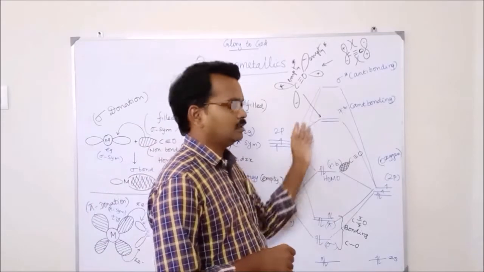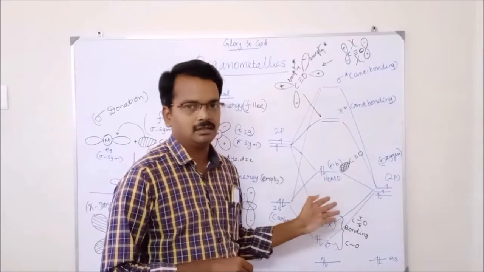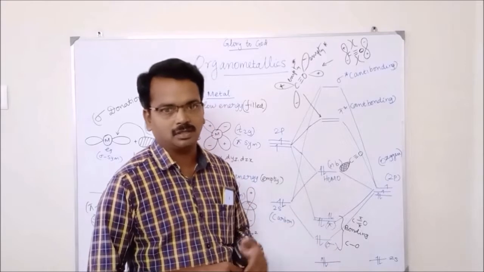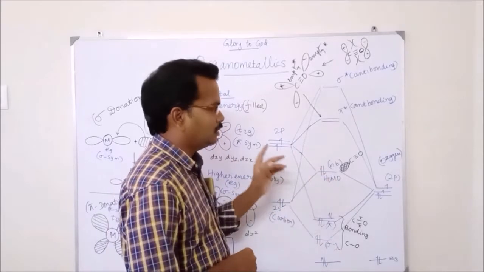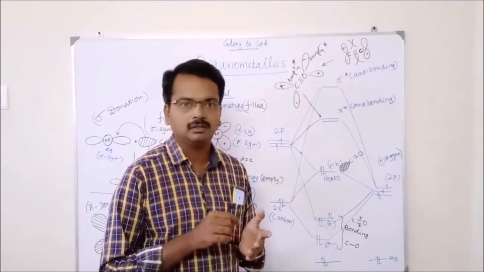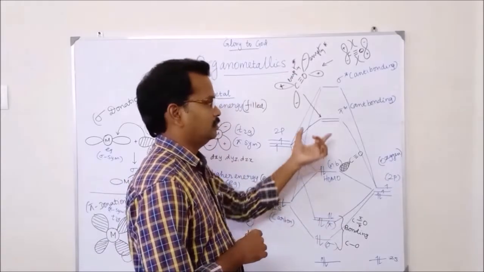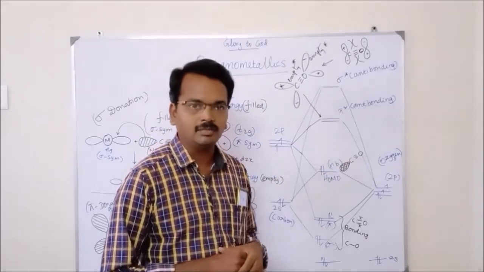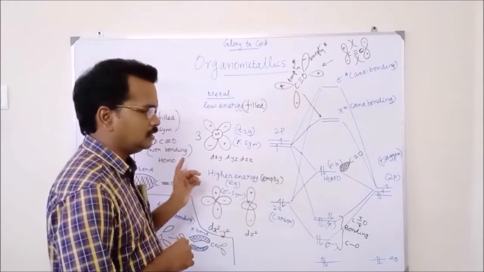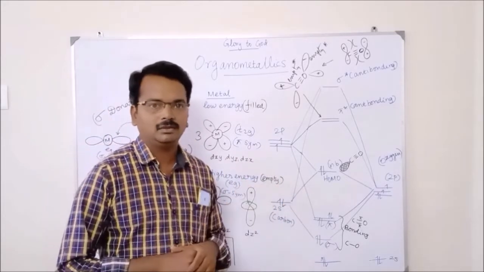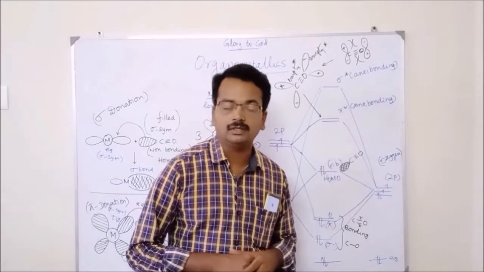This is the molecular orbital diagram for the carbonyl group that you might have studied in your lower classes, that is, in your BSc class. However, it is mandatory to recall the bonding nature between the carbon and oxygen. Once you have understood this bonding nature between carbon and oxygen, it is easy for you to understand the bonding nature between the metal and carbonyl. So first, let us look at the molecular orbital treatment for the carbonyl group.